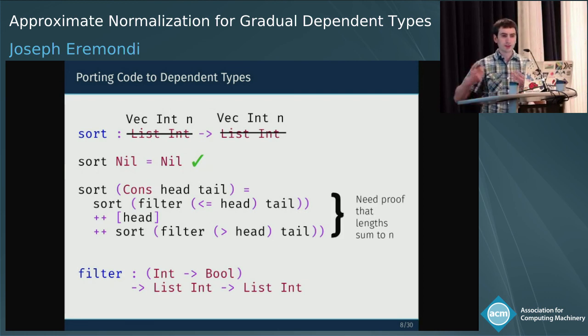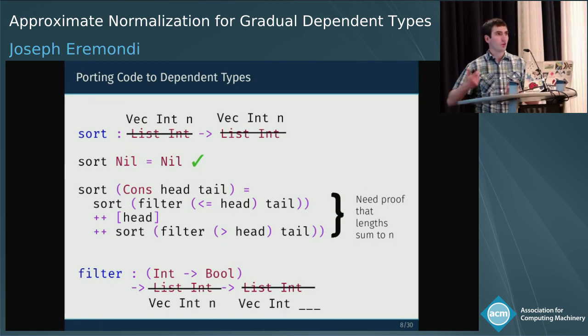First off, we need a proof that these three lists, when we concatenate them, give us something that's the same length as our original list. And don't get me wrong, you can do that proof, but you have to do the proof yourself. But the second thing that's even harder is that for our filter function, when we're porting it, we know that it takes in a vector of length n, but we don't know statically what its return type should be because we don't know how many elements of that list are going to fulfill our predicate.